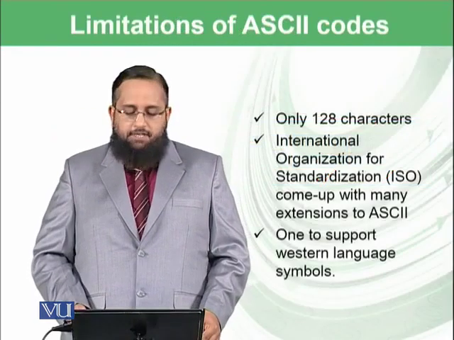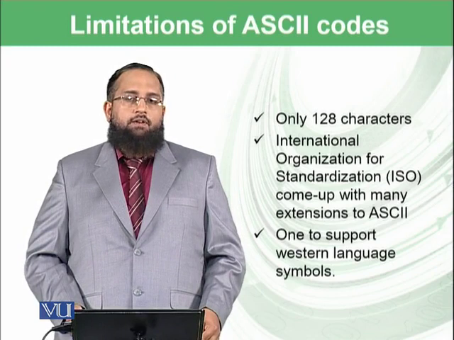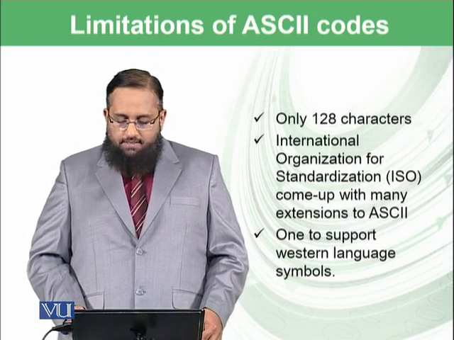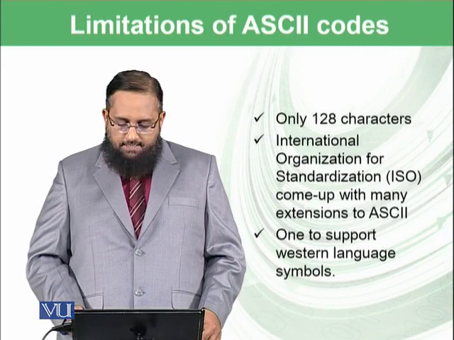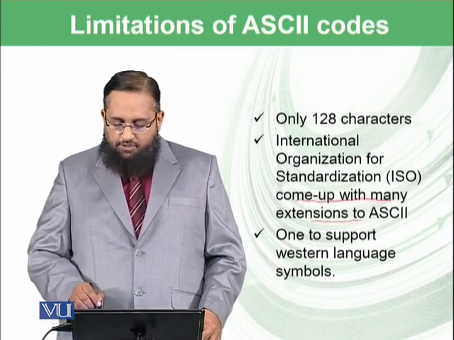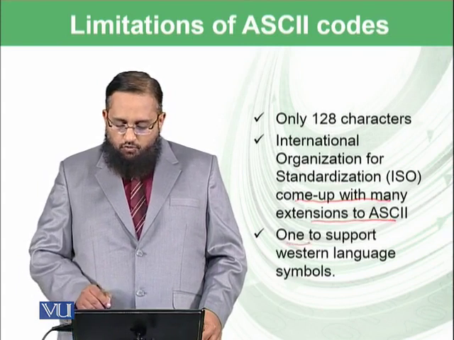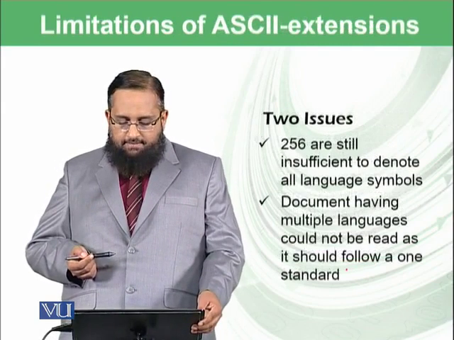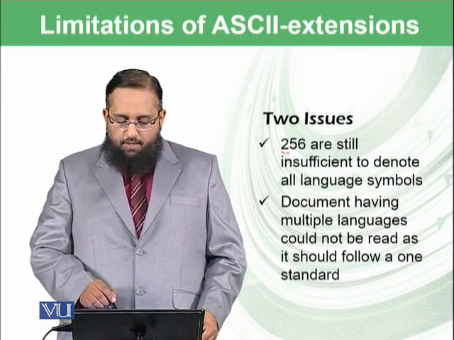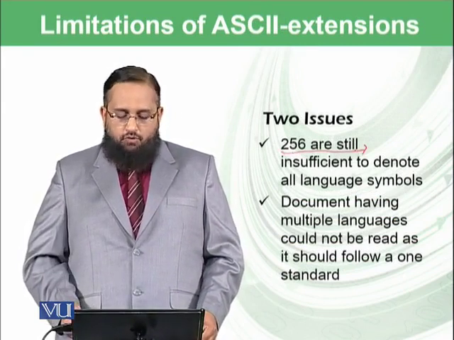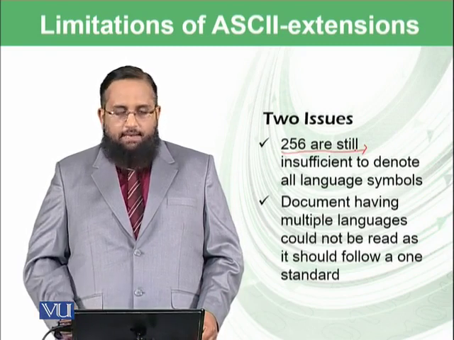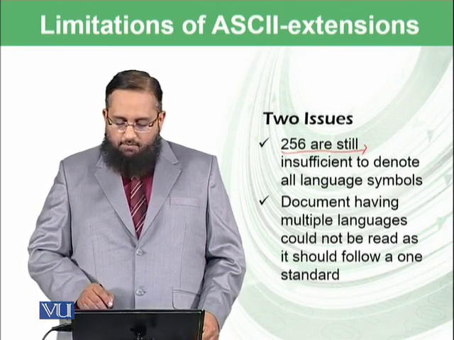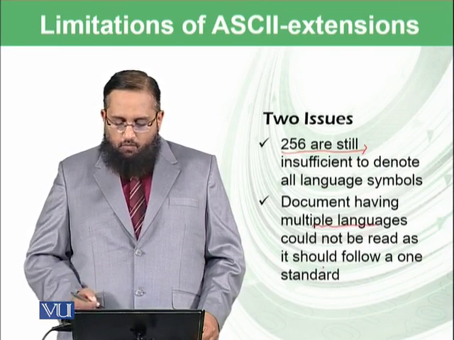ASCII codes had some limitations as well. There are not just 128 characters in the world; there are many more characters available. The International Organization for Standardization, also called ISO, came up with many extensions to ASCII codes, one to support one Western language and another to support another language, but this also has issues. Even if we take 256 letters, these are still insufficient to denote all language symbols. In the world there are many symbols available, and a document having multiple languages could not be read, as it should follow one standard.